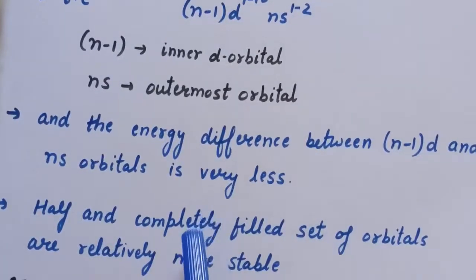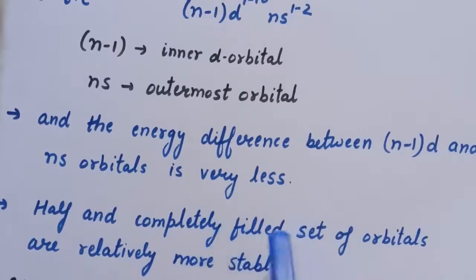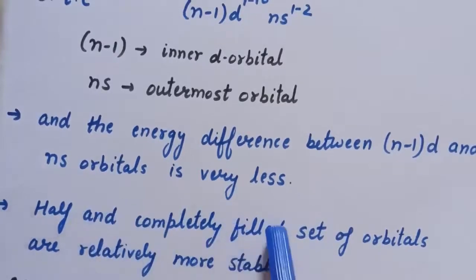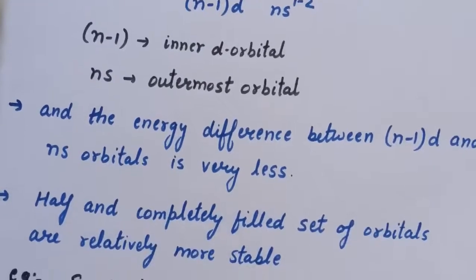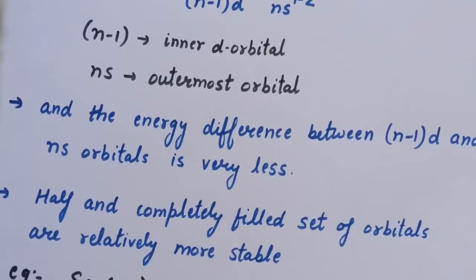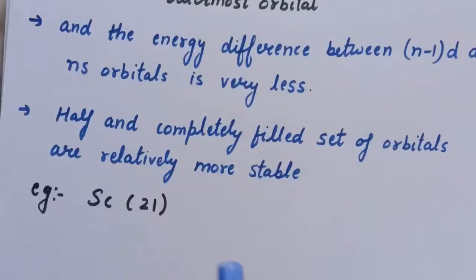Next point is that half filled and completely filled sets of orbitals are relatively more stable. That is, if in any electronic configuration we have half filled or completely filled sets of orbitals, that is more stable. Now we will discuss the electronic configuration of the 3d series that starts from the element scandium.